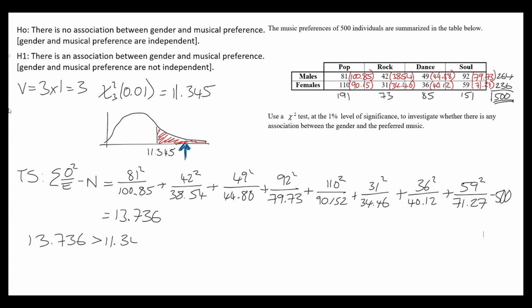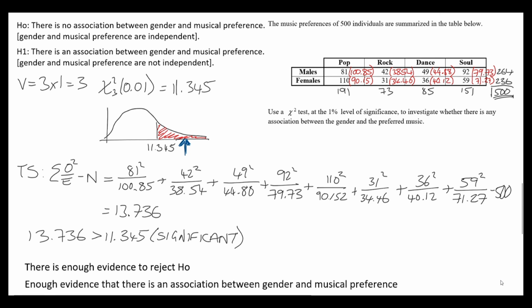So let's just formalize that. Our test statistic, 13.736, is greater than 11.345. We have a significant result. That means that we have enough evidence to reject H0. We have enough evidence that there is an association between gender and musical preference.